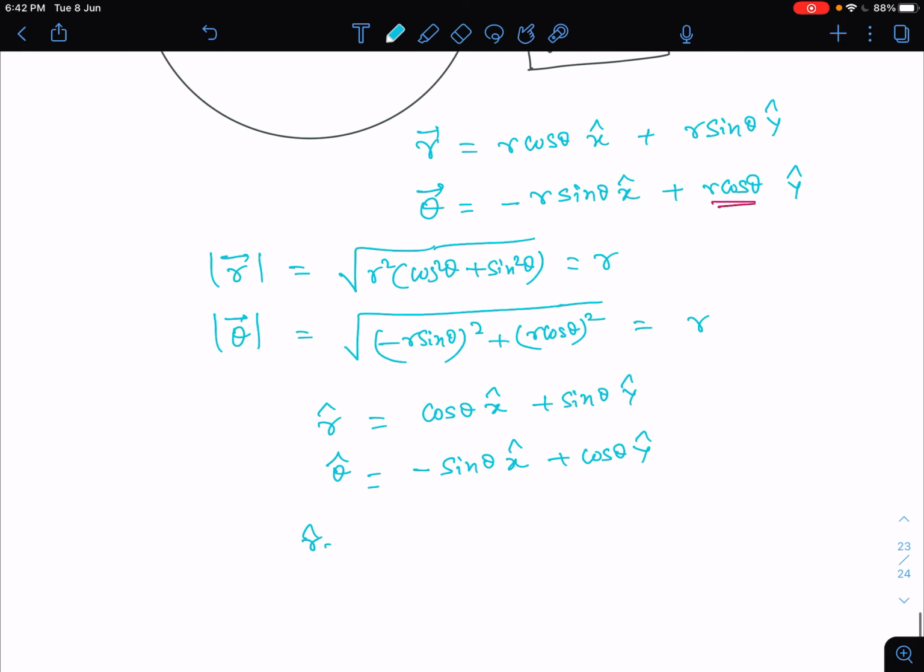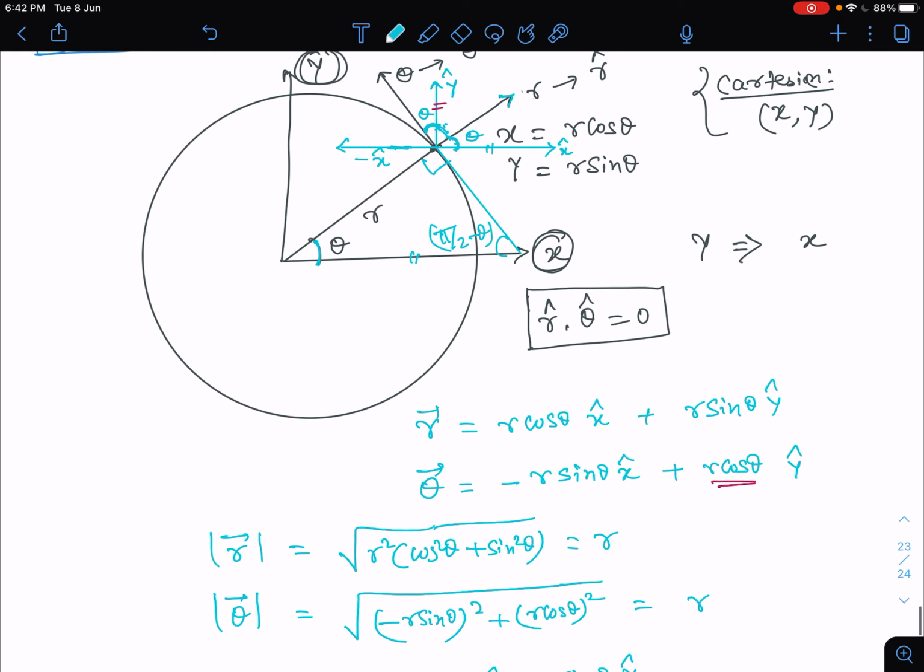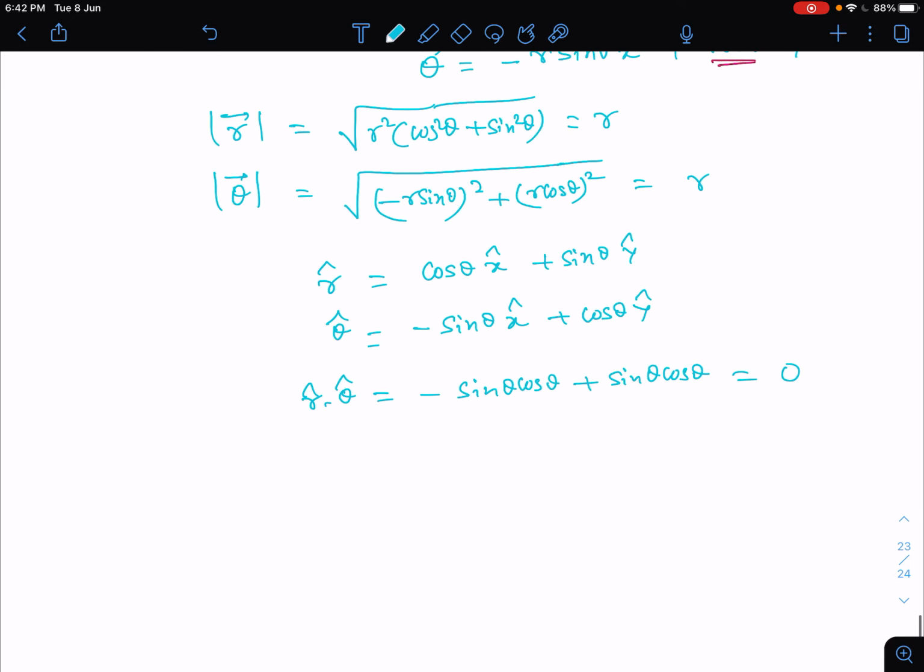And if you take the dot product of r cap and theta cap, you will see it is minus sine theta cos theta plus sine theta cos theta, that is 0. So r and theta are perpendicular, as expected. And what about the linear dependence? So whether r and theta are linearly dependent or linearly independent.